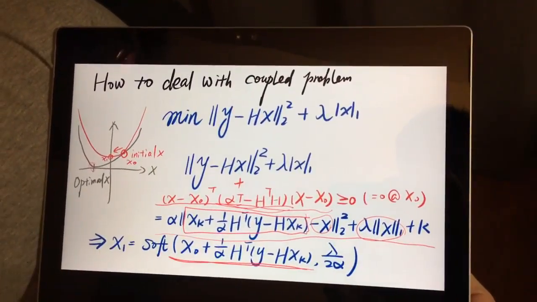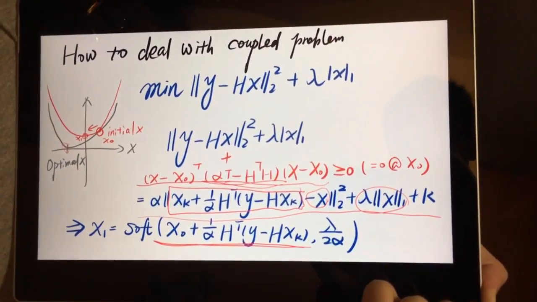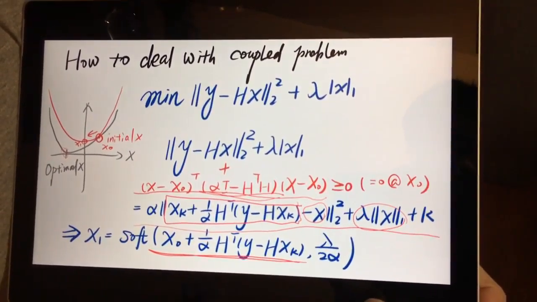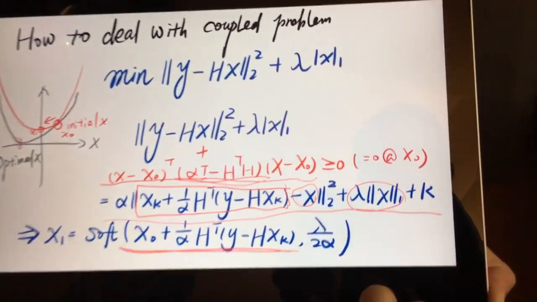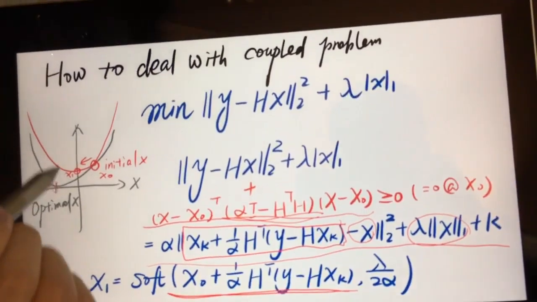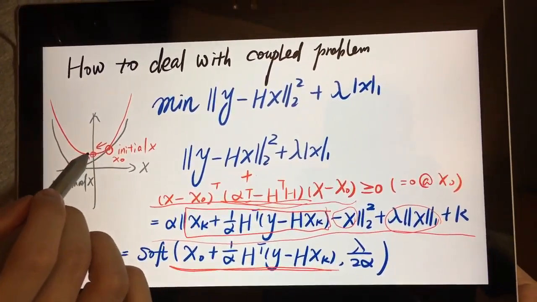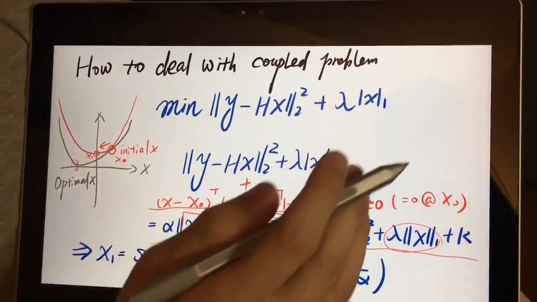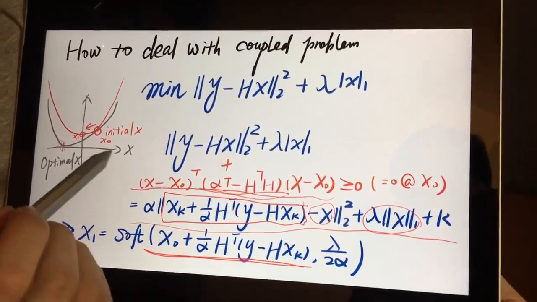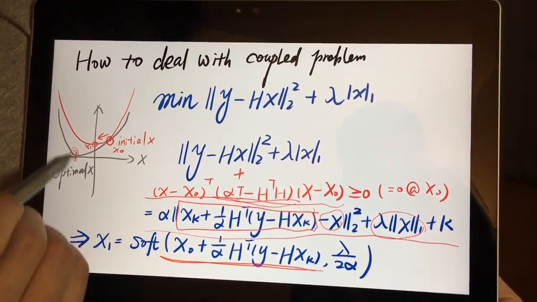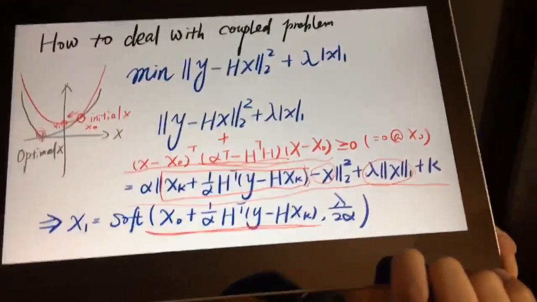So this is really how ISTA updates the value of x, and by iteratively updating x, the next time, the initial point will be x1, and following the same procedure, we can get the next update of x. And eventually, this procedure will converge to the actual optimal value of x. So this is basically how ISTA works.